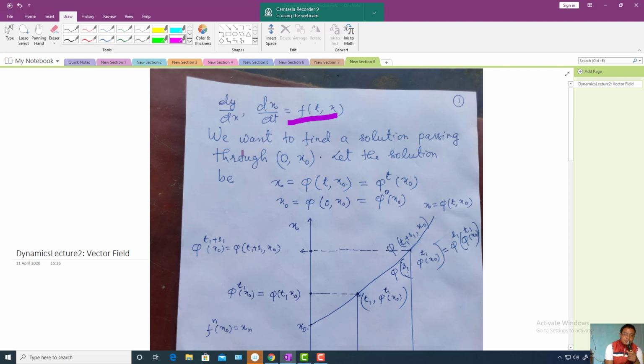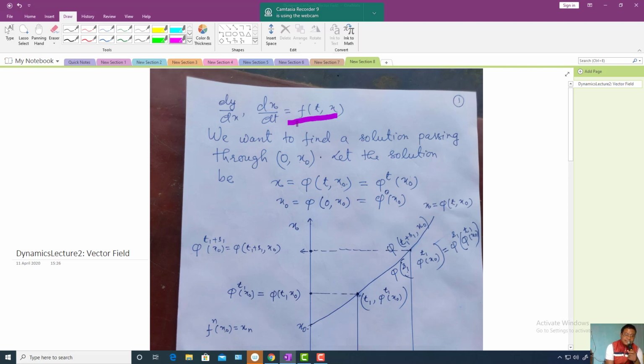The basic thing is that we want to find a solution curve passing through a given point. Suppose all the conditions of existence and uniqueness are fulfilled, and let us try to find the solution passing through this point. Because time is never negative, time starts from 0, so for the time being let us start from time 0. This is the initial point, and suppose when time is equal to 0, x is equal to x naught.